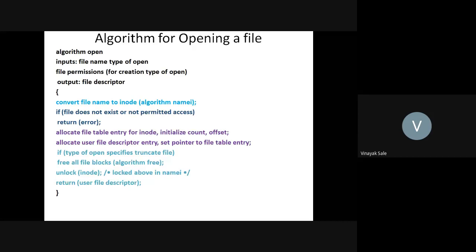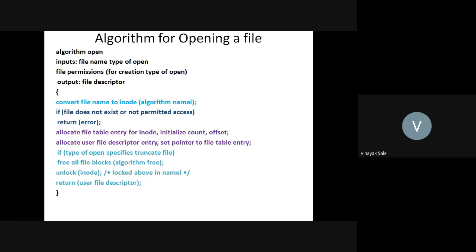Then this is the algorithm for opening a file. The name of the algorithm is open. Input for this algorithm is the file name, the type of open, and file permission for creation type of open, and the output is the file descriptor. So convert the file name to inode by using the algorithm namei. If the file does not exist or not permitted access, then return error.